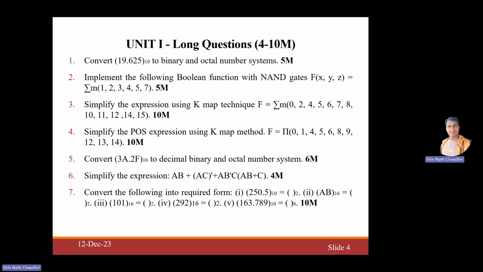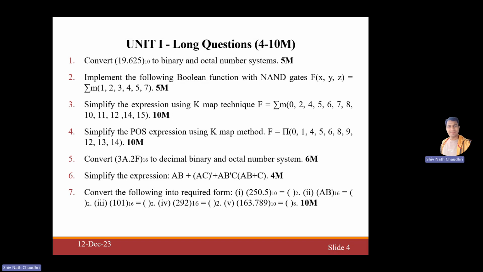The third question is related to simplifying Boolean function using K-map technique. The fourth one is also the simplification of Boolean function using K-map. But in the third one, it is asked for the SOP method, and in the fourth one, you are asked to minimize the Boolean function using POS method. In POS method, we target the combination of zeros, while in SOP we target the groups of ones.